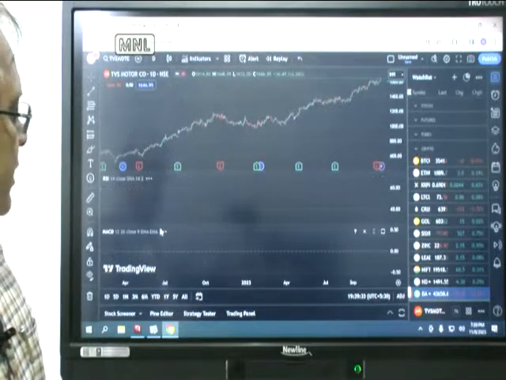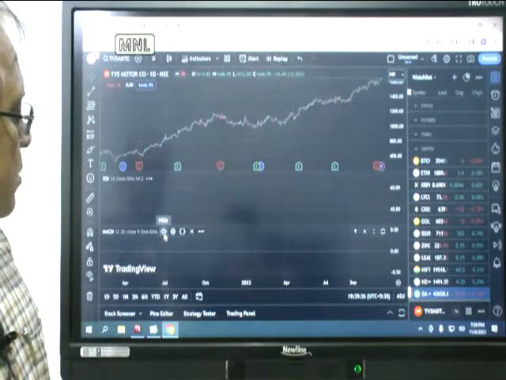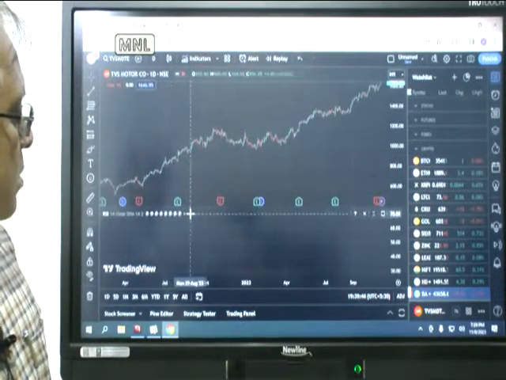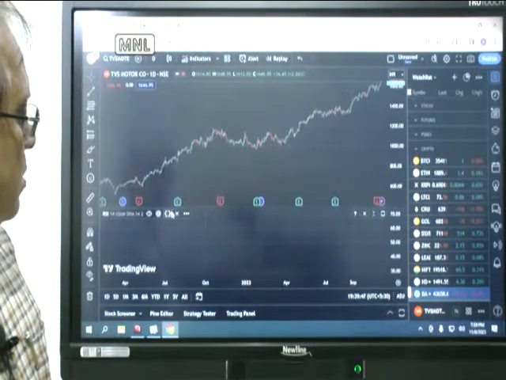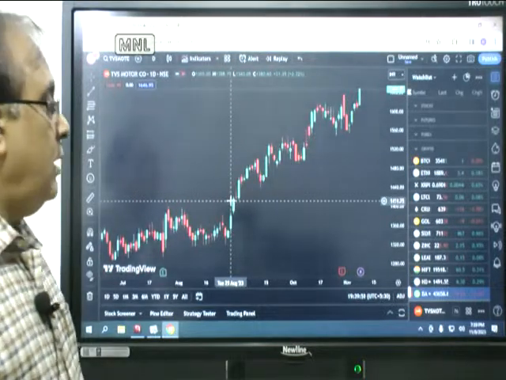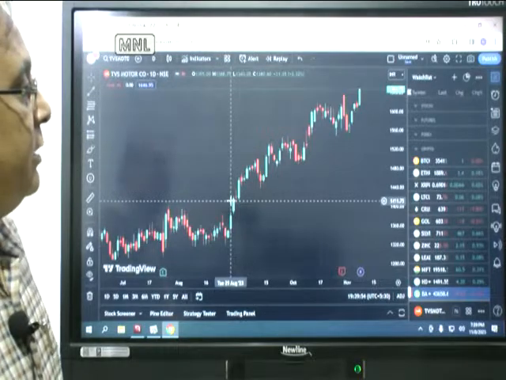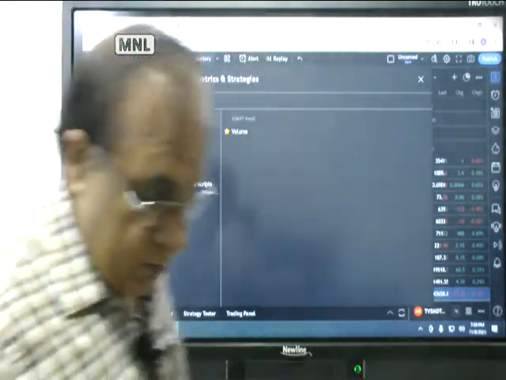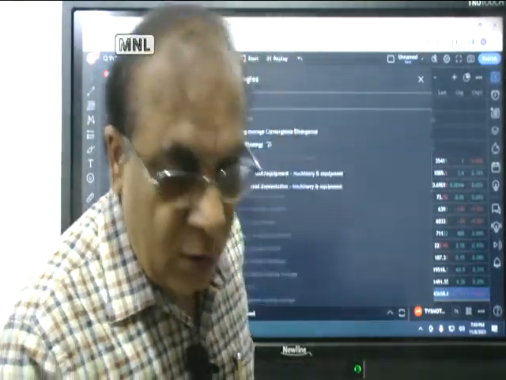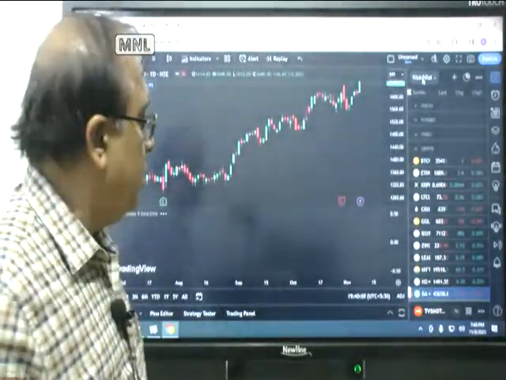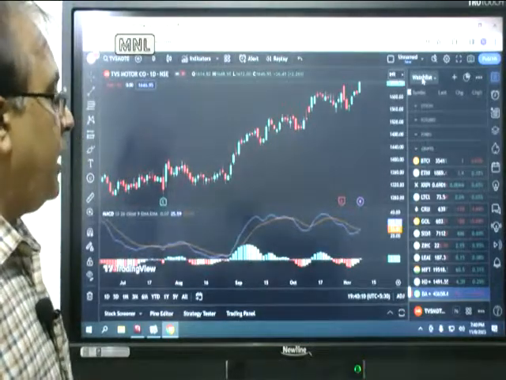I don't know why it is hiding right now. Okay. Now this is TVS Motors, and let's look at the indicators. We'll put the MACD alone. There is some problem. Okay, now we have got it.